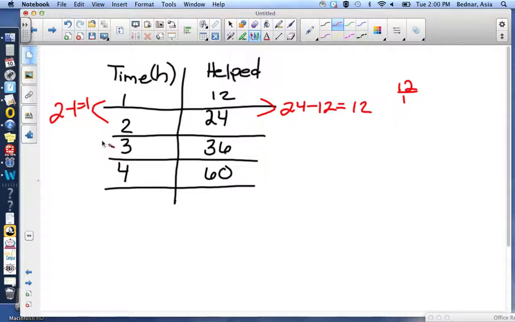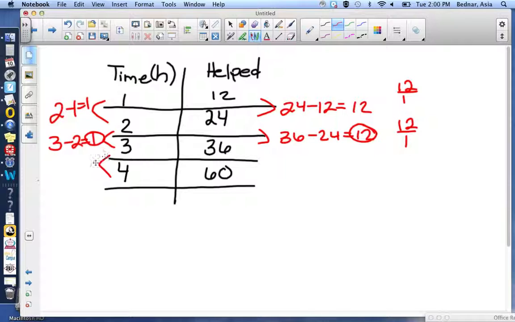Let's try the next one. Here I'm going to subtract these two. 3 minus 2, that will equal 1. And subtract over here. 36 minus 24 equals 12. Again, I'm going to take these two numbers and compare them and get 12 over 1. Last but not least, again, you cannot stop. You got to make sure you check every single point.